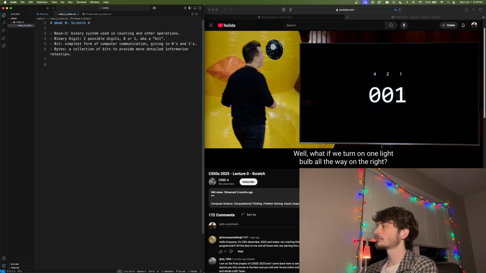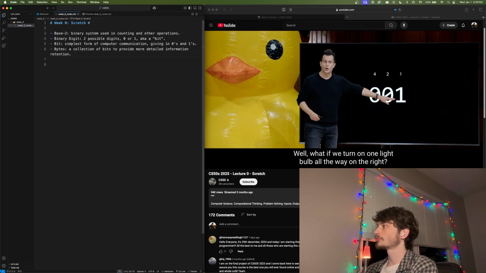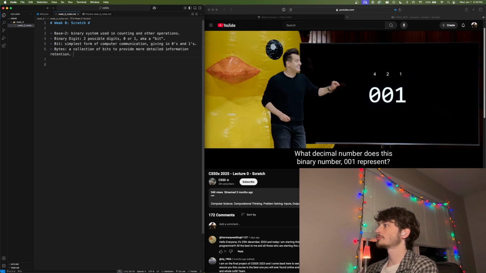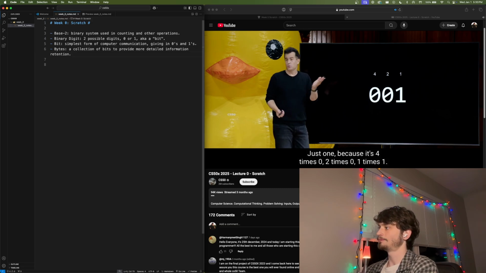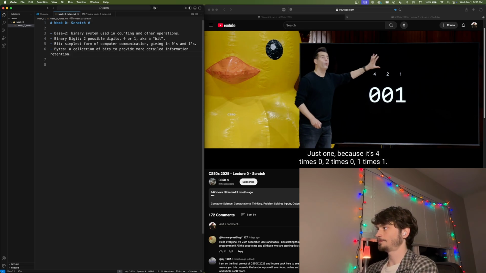Well, what if we turn on 1 light bulb all the way on the right? What decimal number does this binary number, 0, 0, 1, represent? 1. Just 1, because it's 4 times 0, 2 times 0, 1 times 1.